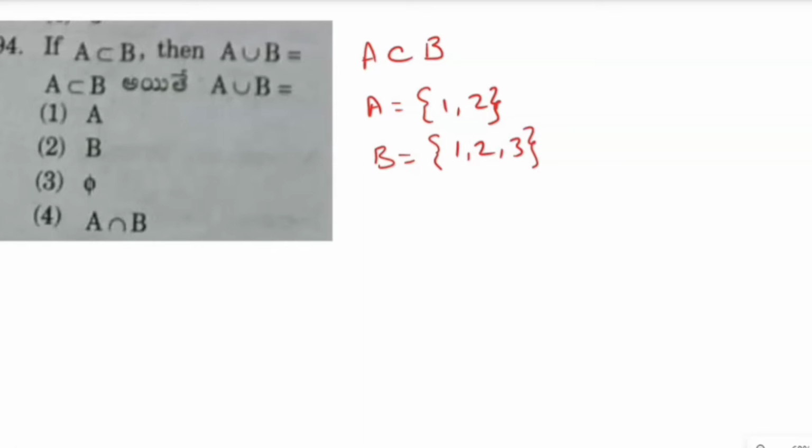So if you find A union B, it is nothing but all the elements of A and B, but no repetitions are allowed. You have to write all the elements of both without any repetition. So A union B is nothing but B itself. Whenever A is a subset of B, A union B is nothing but B only. So option B is correct.